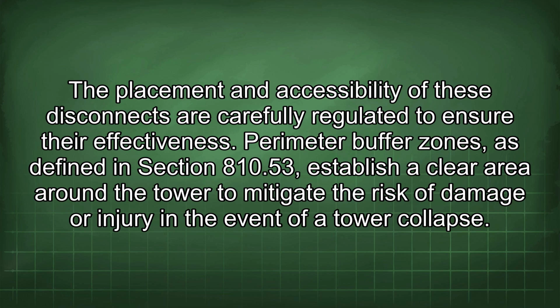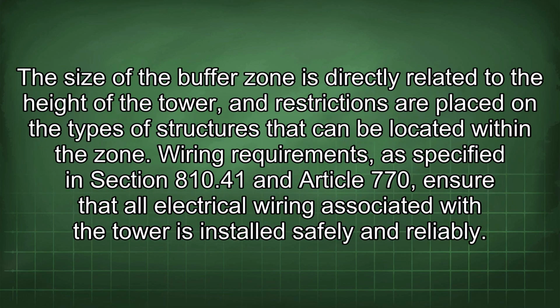Perimeter buffer zones, as defined in Section 810.53, establish a clear area around the tower to mitigate the risk of damage or injury in the event of a tower collapse. The size of the buffer zone is directly related to the height of the tower, and restrictions are placed on the types of structures that can be located within the zone.